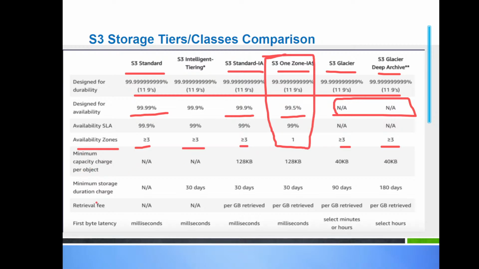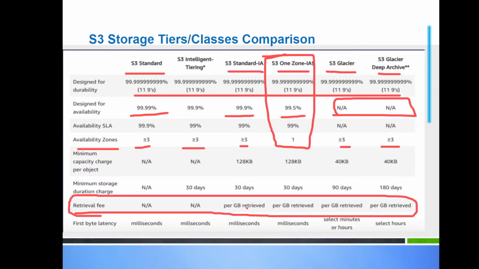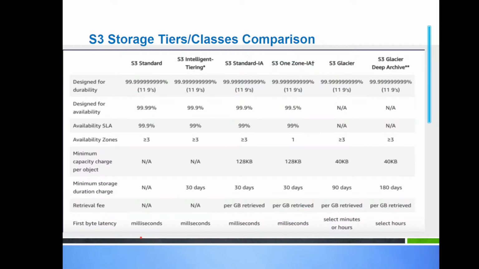Okay, retrieval charges, you can see there are retrieval charges associated with Infrequent Access, One Zone, Glacier, Deep Glacier. And latency, how fast you will get the data. So Standard is milliseconds. Glacier and Deep Glacier, you have to wait for a couple of minutes to hours to get the data.